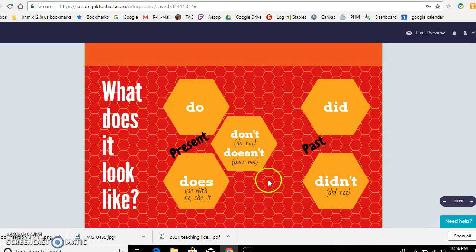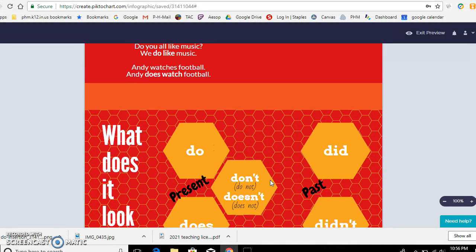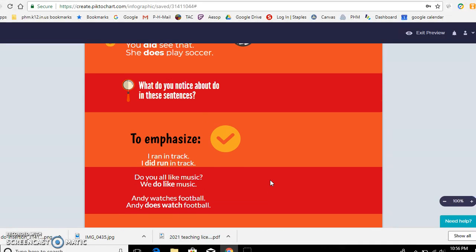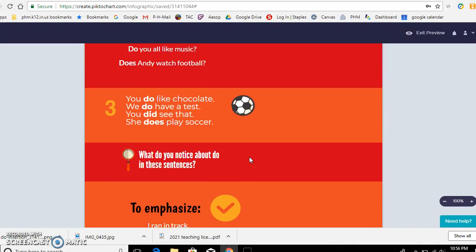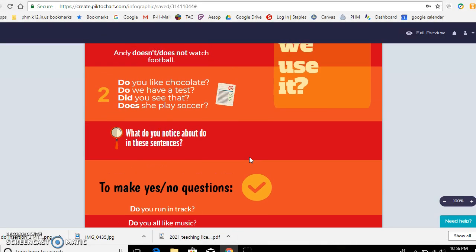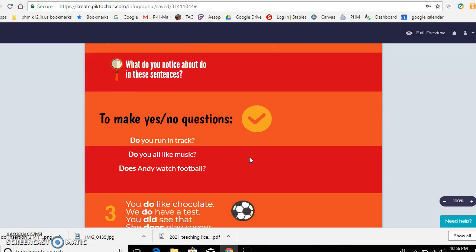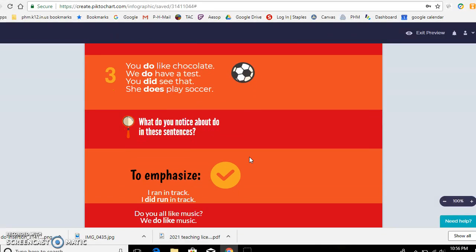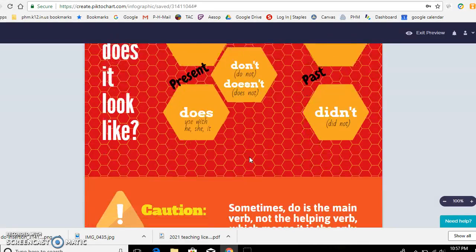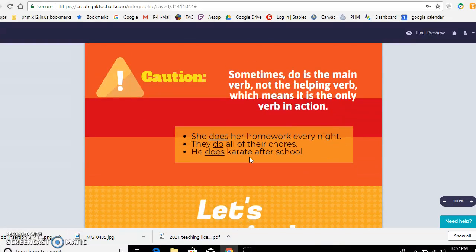So I think having the form section afterwards kind of again gets them to find the patterns first. Like I used a bunch of the different examples of do in all of these, so kind of getting them to point that out. Like it's not just do. What other forms are there? And then I still kept my caution section. I believe that was still useful about the main verbs and helping verbs. So we would kind of go over that.